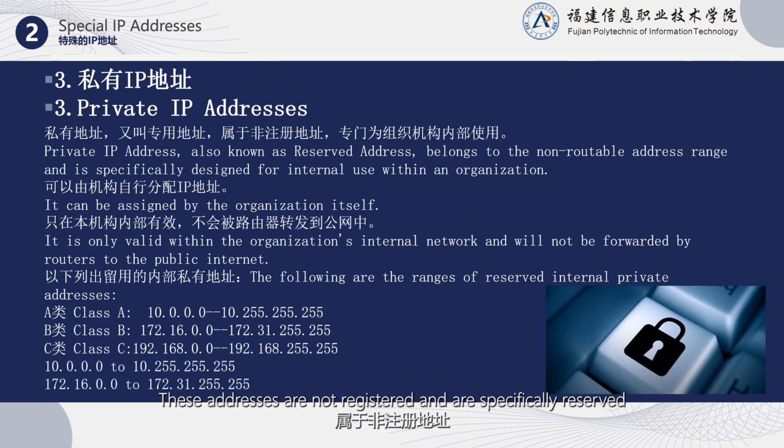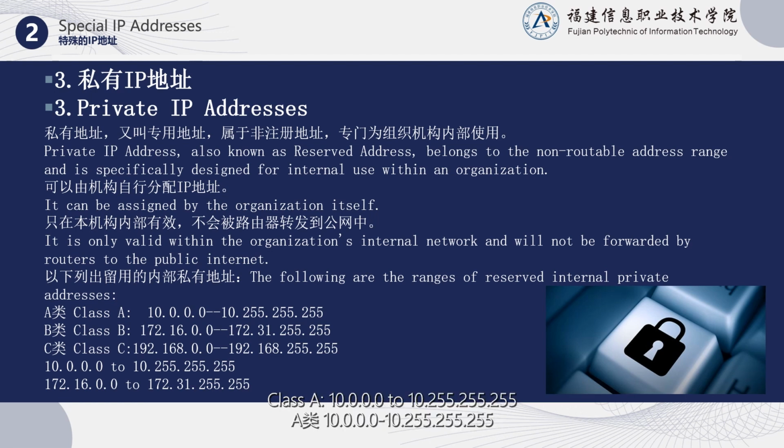Lastly, there are private addresses within networks, also known as reserved addresses or private IP addresses. These addresses are not registered and are specifically reserved for internal use within organizations. Organizations can allocate these IP addresses within their network on their own. Private addresses are only valid within the organization and are not routed to the public Internet by routers. The following are the ranges of reserved internal private addresses.